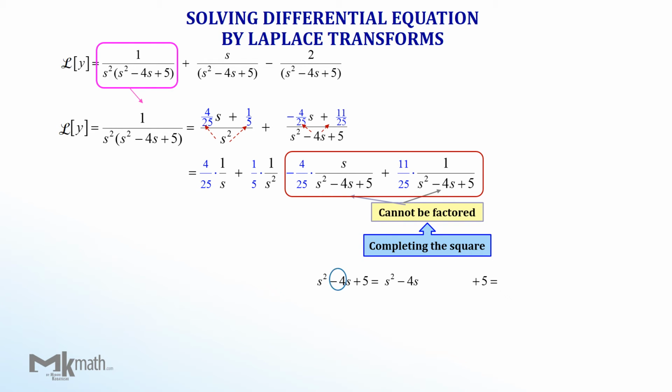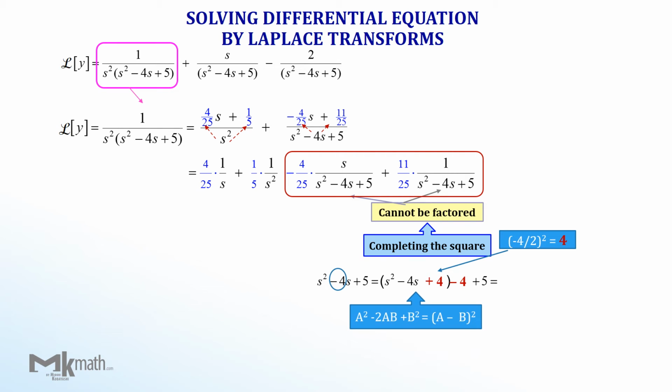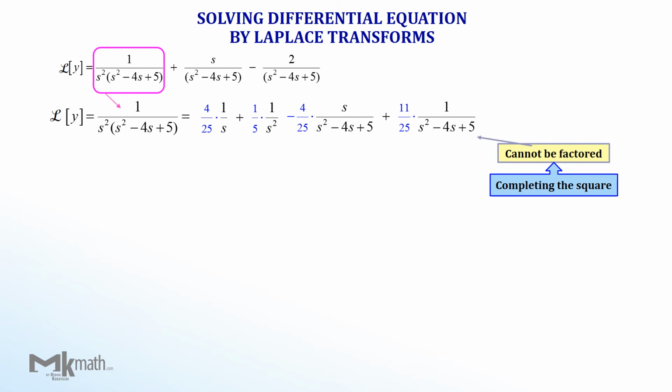Taking half the coefficient of s, which is minus 4, and squaring the result to get 4. Adding 4 and subtracting 4 to make the complete square form. Using the complete square formula to get (s minus 2) squared plus 1. Let's go back to the previous slide to continue more work. We rewrite the original expressions using the complete square form.